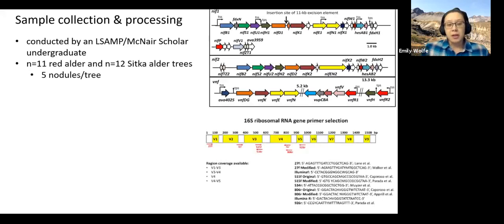So basically, in the 5 plots, 5 nodules per tree were sampled. He basically just took the roots, and then we eventually separated the nodules from the roots in the lab. But a total of 23 trees were sampled, 11 red alder and 12 Sitka alder.